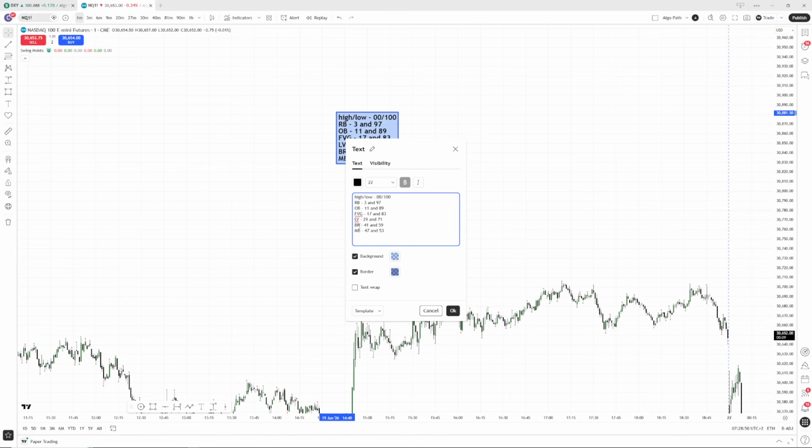So I use only a few of them. Like, I'm not a fan of mitigation blocks because I don't understand them. And the rest are pretty simple to navigate. Okay, so let's remove this and let's focus on this.